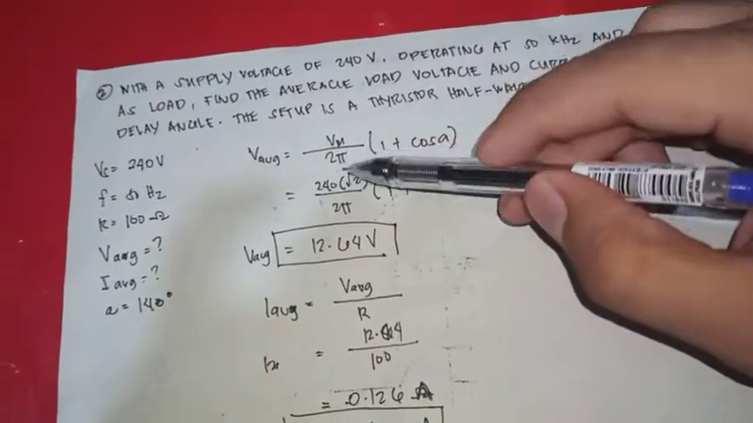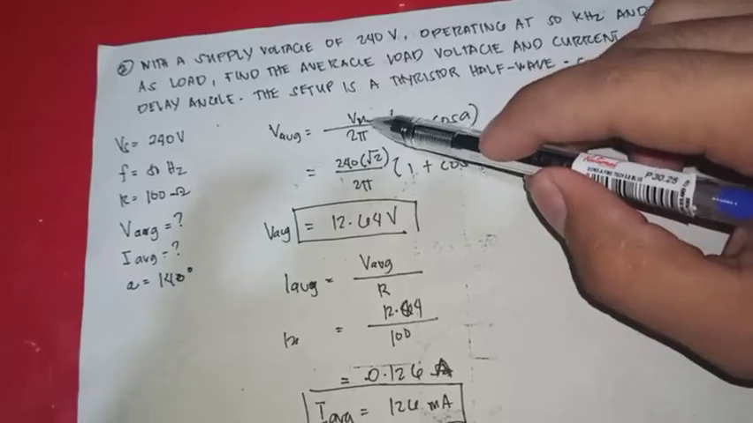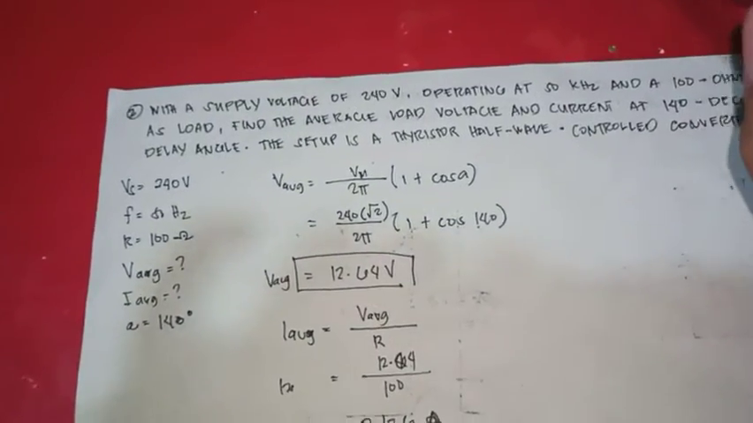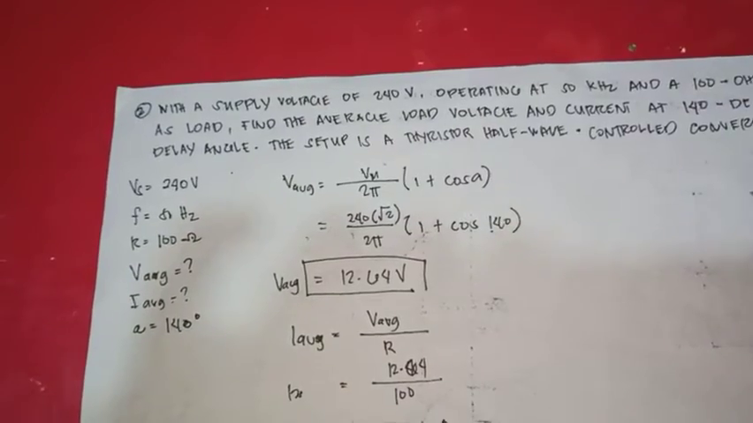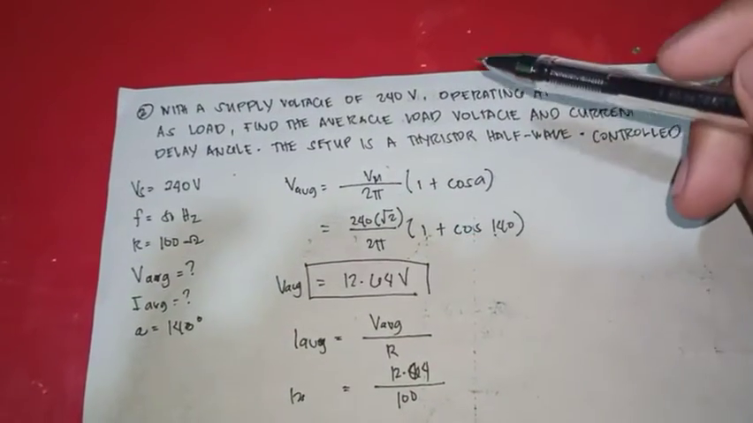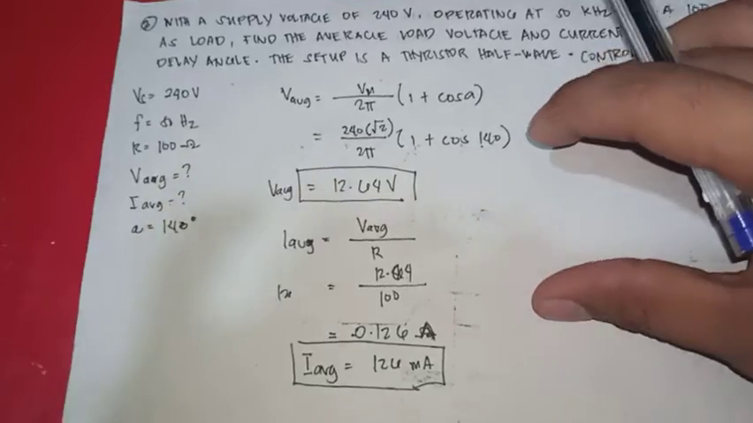So plug in the values. Vm is the supply voltage times square root of 2, over 2 pi, since it is an RMS AC supply. Then the average voltage is equal to 12.64 volts.